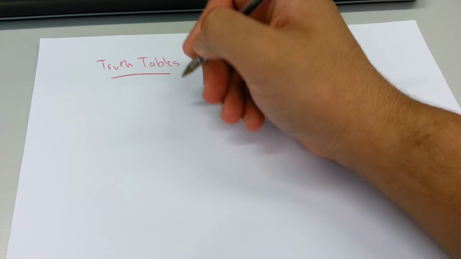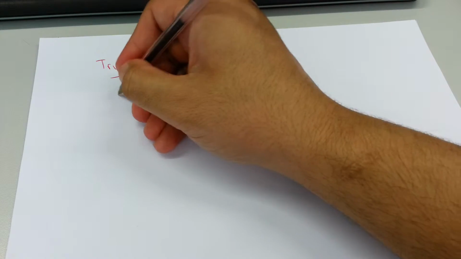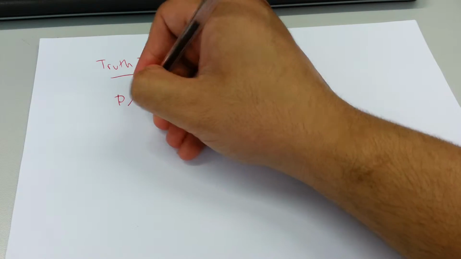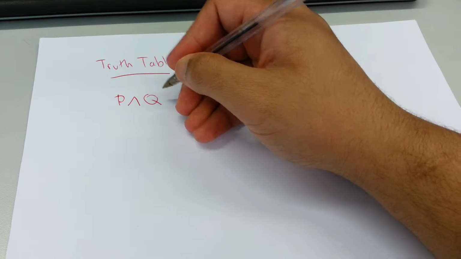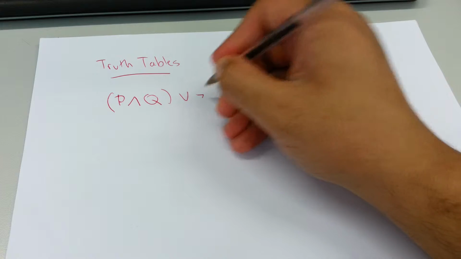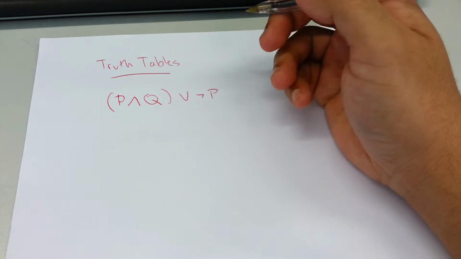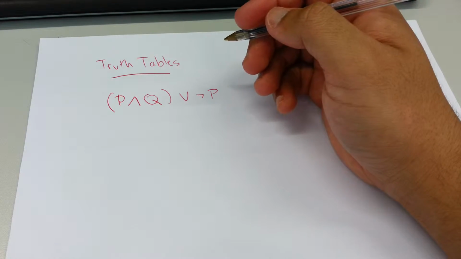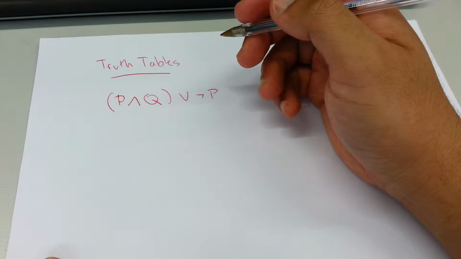Okay, so this is truth tables. The question that we're answering today is P and Q, bracket that, or not P. So first thing, when you see this, you go ballistic, you go crazy. How do you do that? Well, don't worry, you need to draw a table.